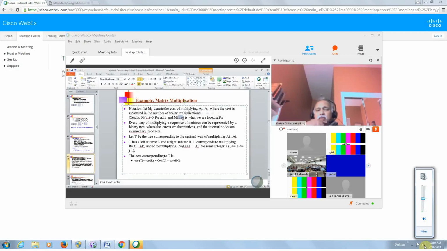Okay. Now, when you are multiplying, you can model that matrix multiplication as a binary tree. Okay, and each leaf is a matrix. And then, of course, as you build a tree, the intermediate nodes are nothing but the products. And the way to formulate that is, we say T is the tree. Symbol T represents the tree.